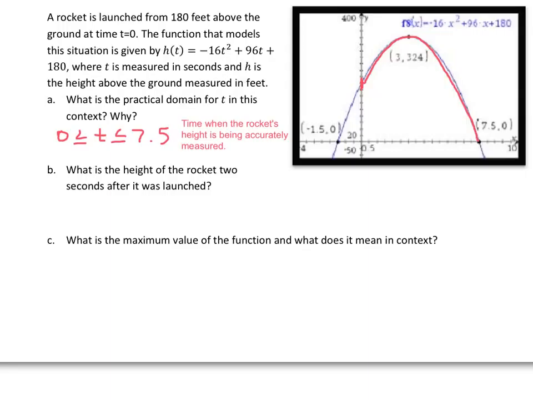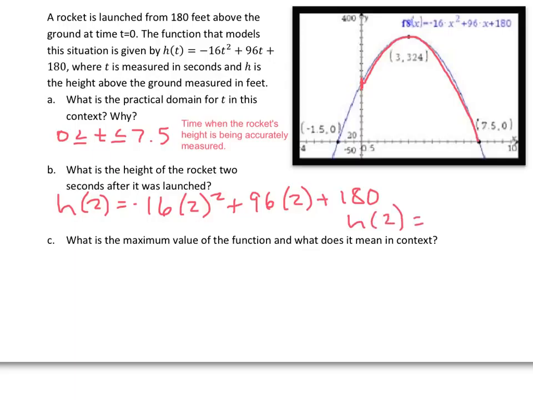So what is the height of the rocket 2 seconds after it's launched? Well, to figure that out, we'd say h of 2 equals negative 16 times 2 squared plus 96 times 2 plus 180. And we'll evaluate that and get that h of 2 equals 308. So it's 308 feet above the ground 2 seconds after it's launched.